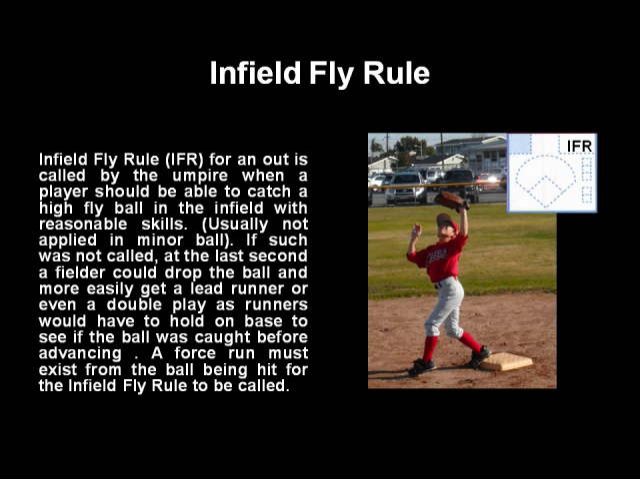The infield fly rule for an out is called by the umpire when a player should be able to catch a high fly ball in the infield with reasonable skill, usually not applied in the minor divisions. If such was not called, at the last second a fielder could drop the ball and more easily get a lead runner or even a double play, as runners would have to hold on base to see if the ball was caught before advancing. A forced run must exist from the ball being hit for the infield fly rule to be called.